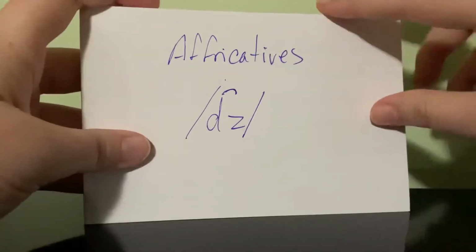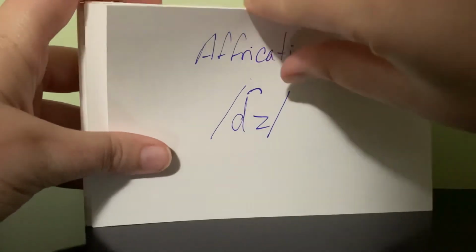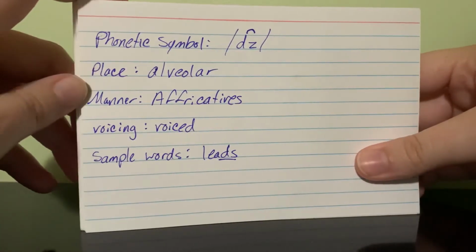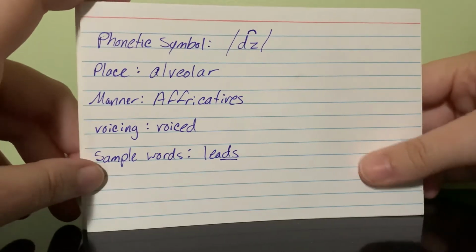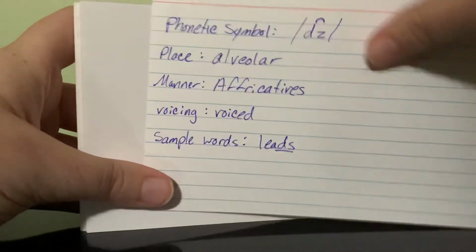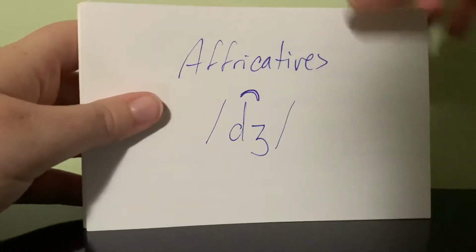Next affricative is the DZ, which would be z, and it's an alveolar placement. It is voiced, in words such as leads. It's that z sound.